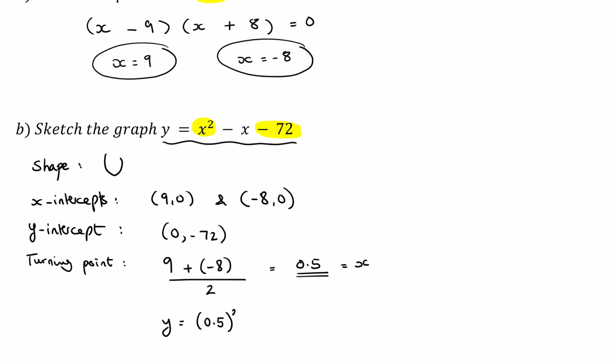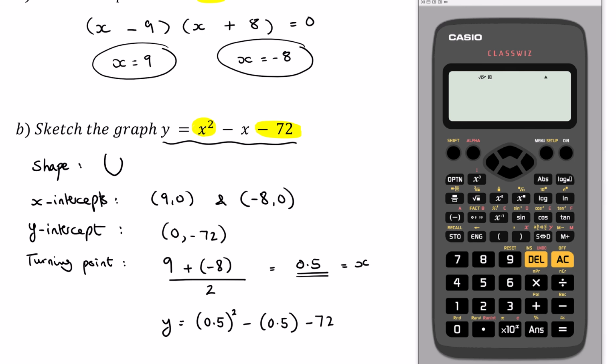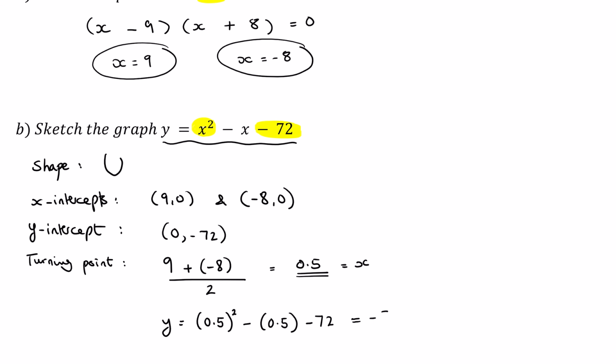So it's 0.5 squared minus 0.5 minus 72. And again, you would get your calculator and you put that in. 0.5 squared. Remember, the power goes outside the bracket. 0.5 and minus 72. And it gives you minus 72.25. So minus 72.25. So the turning point is 0.5 and minus 72.25.